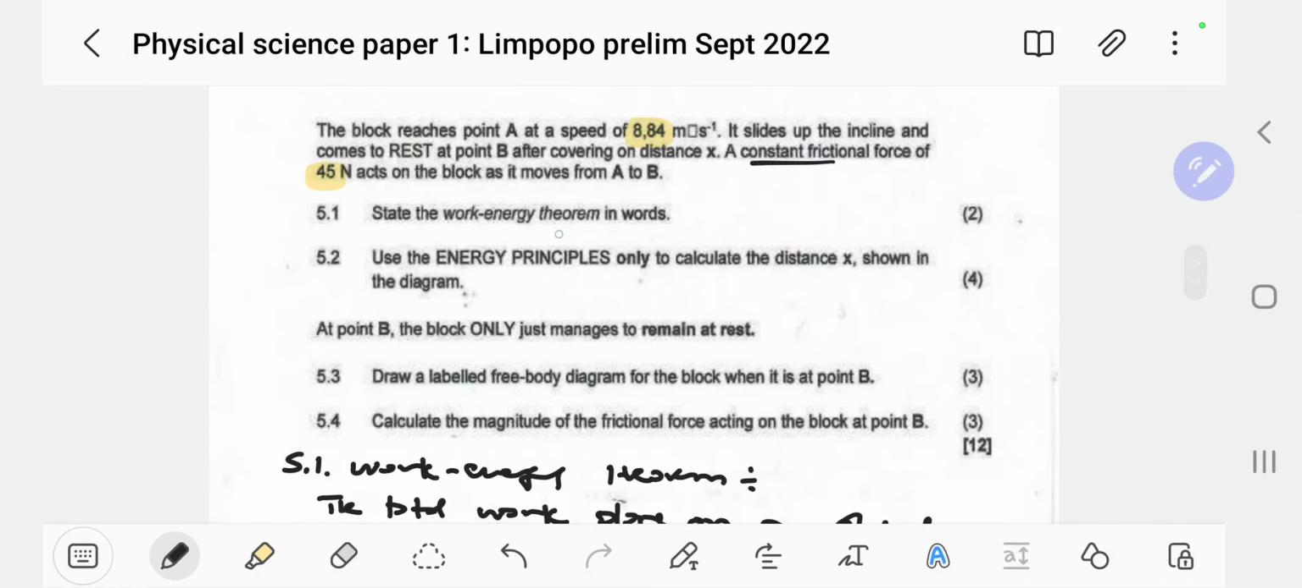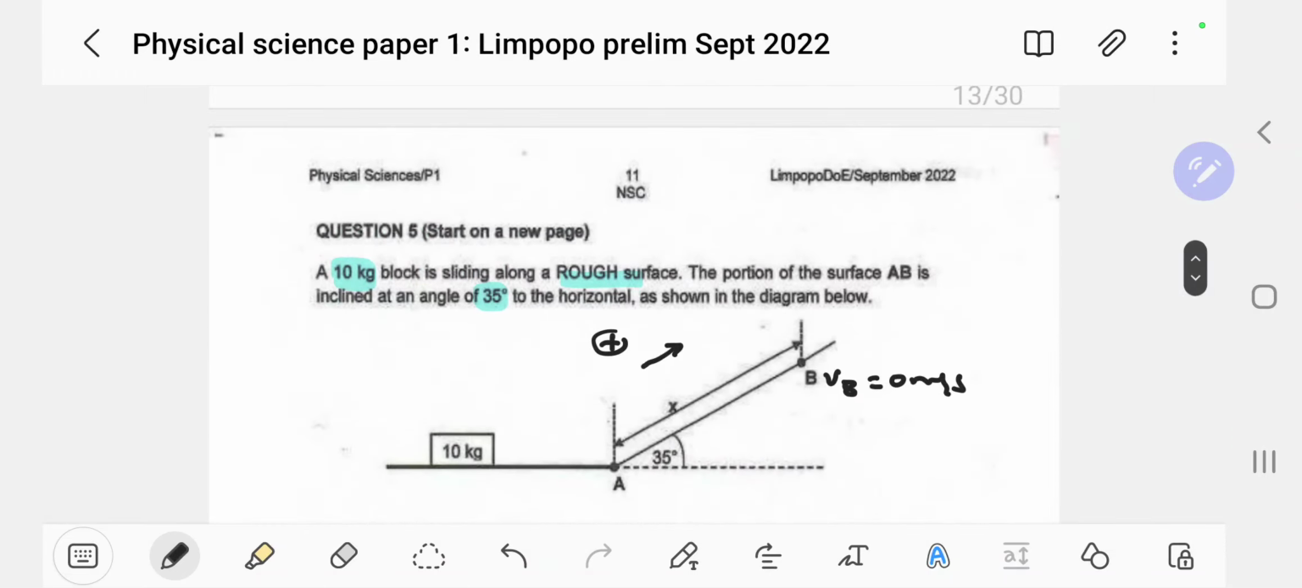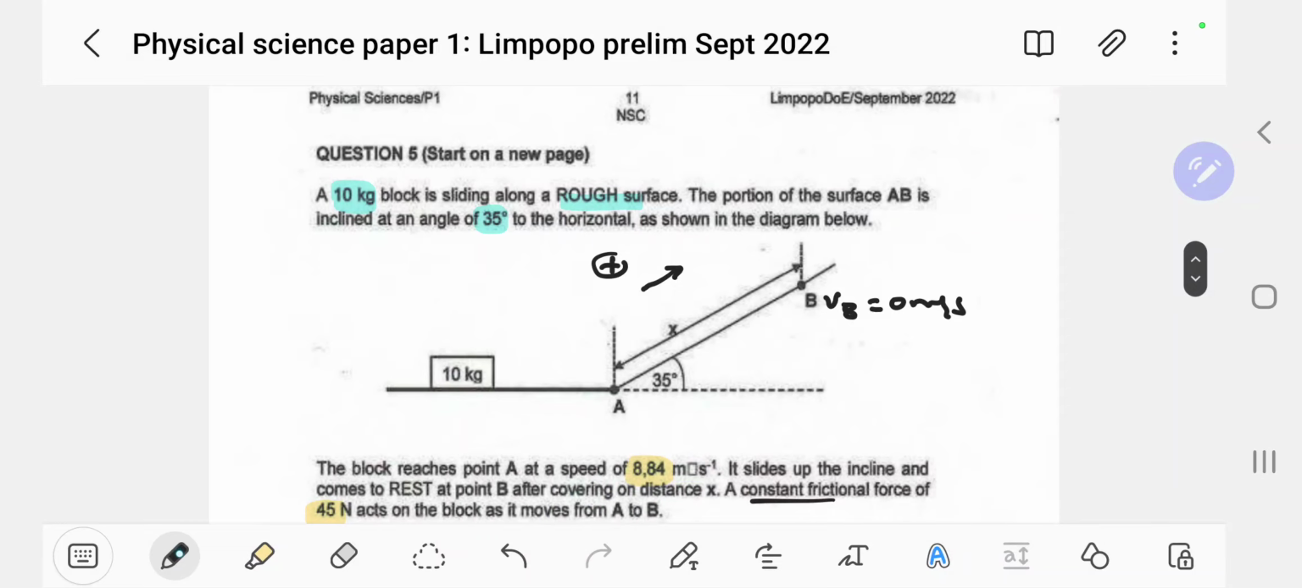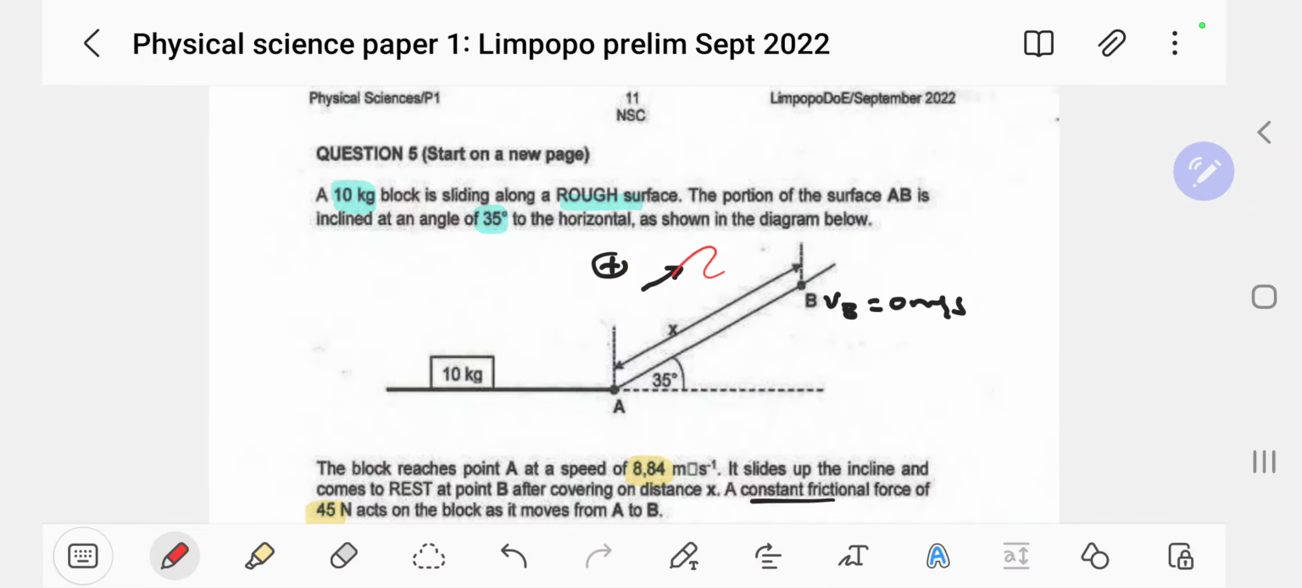Now, we are told that is easy, my friend. Don't lose marks there. Use the energy principles only to calculate the distance x. Now, you can use any of the energy principles that you like shown in the diagram. So that is fine. Now, what I like to do here is a free body diagram.